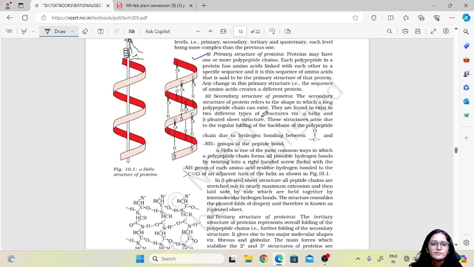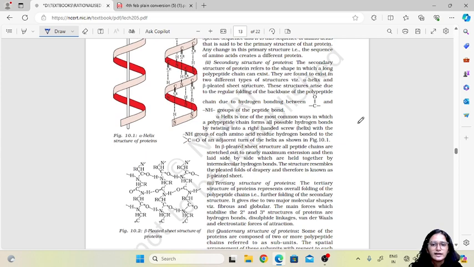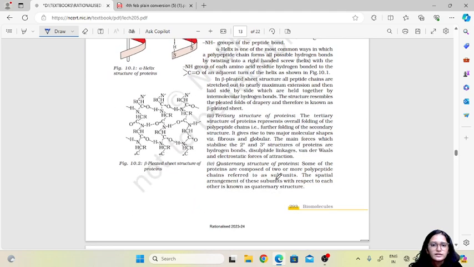Then about secondary, we have two types: alpha helix structure and beta pleated structure. In the alpha helix, the polypeptide forms all possible hydrogen bonds, and in the beta pleated structure all peptide bonds are stretched out to nearly the maximum extension, and the chains laid side by side are held together by intermolecular hydrogen bonds. So here what you need to understand is the two different types, and how they are bonded to each other.